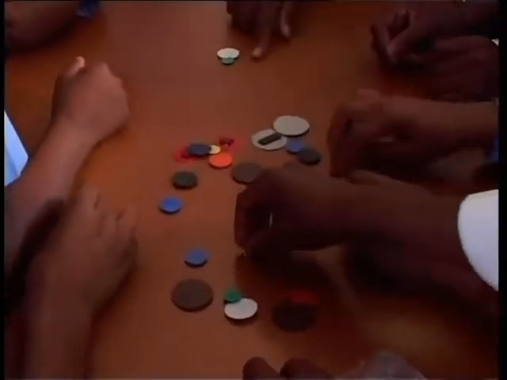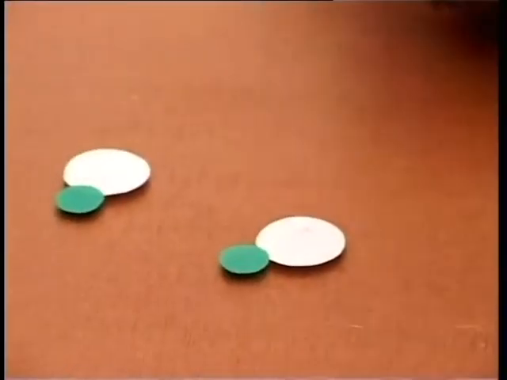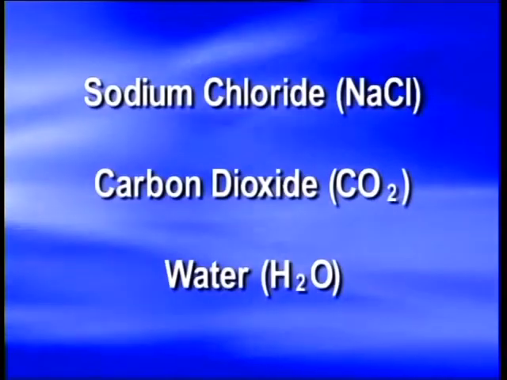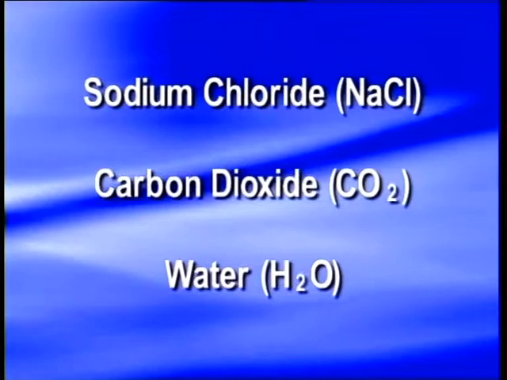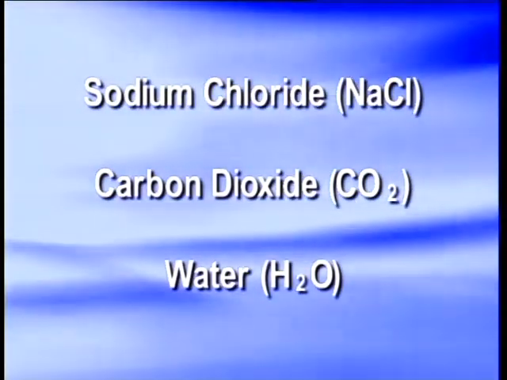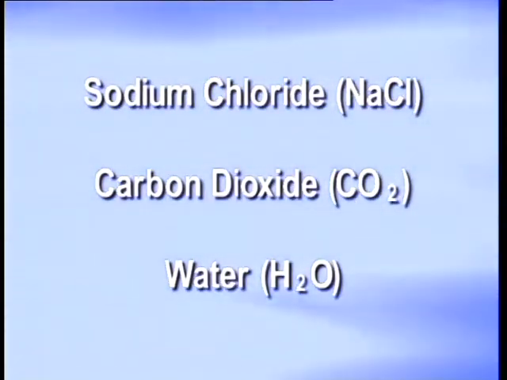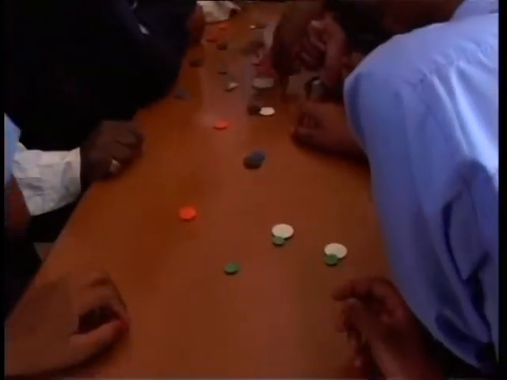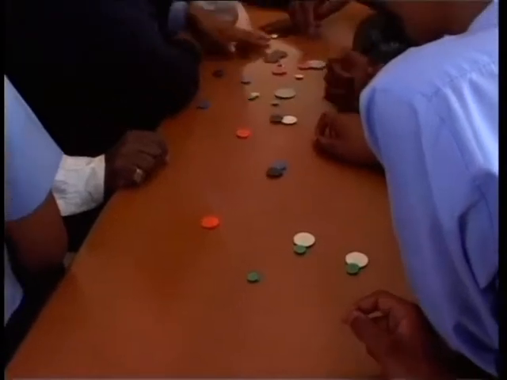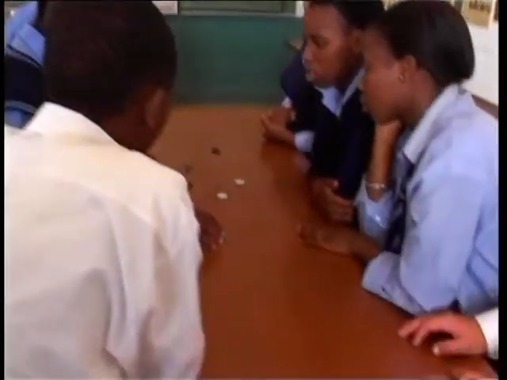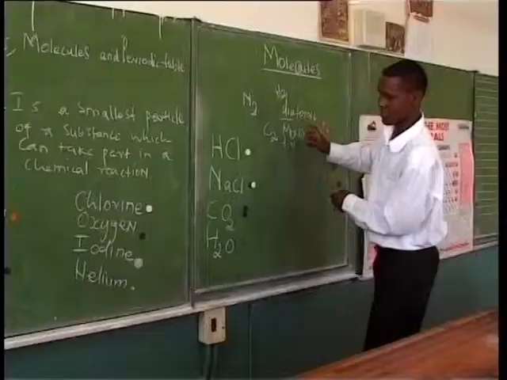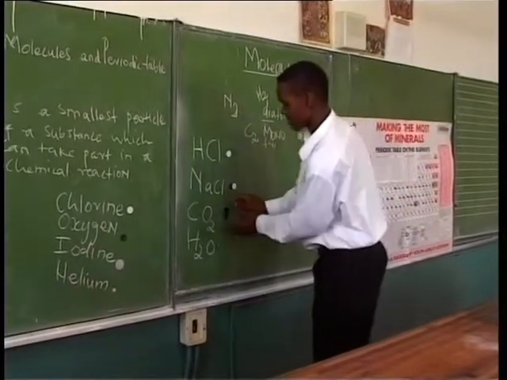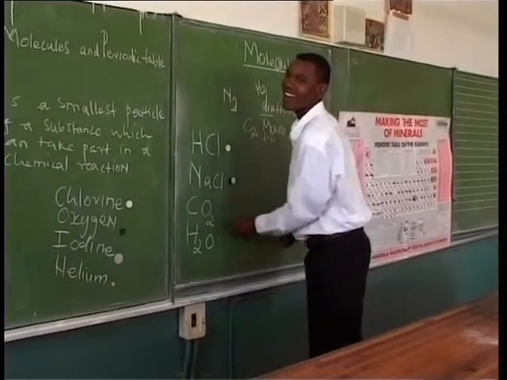Once the learners have put together their molecules, the teacher then instructs them to make other molecules. Sodium chloride, carbon dioxide, and water. The learners construct each molecule from the disks on their table. The teacher moves from group to group, assessing their progress and giving advice if the learners are going astray. Once the groups are ready, a learner comes up to the board to show how his group constructed the specific molecule.